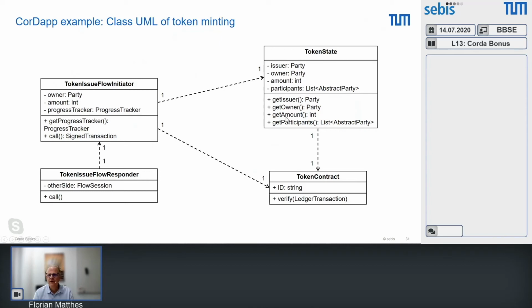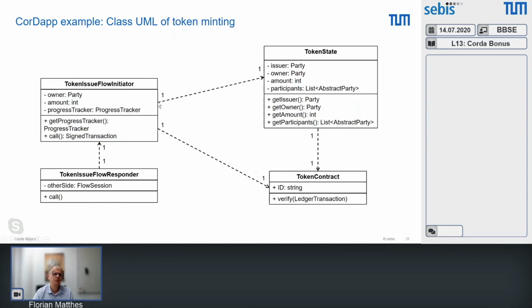The whole transaction cannot be directly executed. So as we said, we have to create a flow, and this flow should be initiated by an RPC call. That's the part on the left-hand side: you have a token issue flow, which, as the name indicates, is a flow to issue a token, and also an initiator flow in the sense that it can be externally called and started.